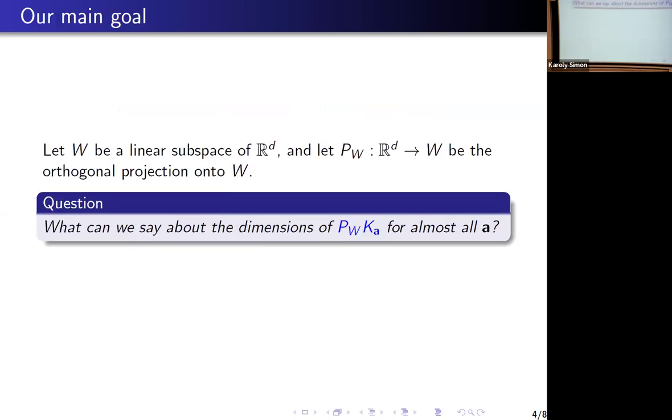So, okay, let me move to our main goal. We let W be a linear subspace of R^d, and P_W be the associated orthogonal projection onto W. Our goal is to study the dimensions of the projections of these typical self-affine sets.